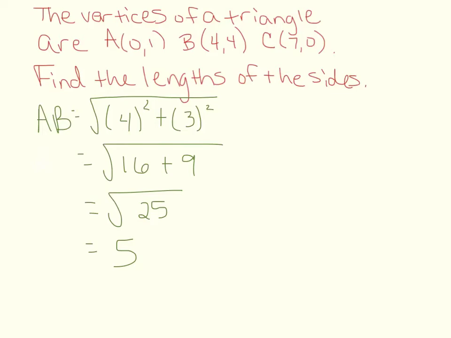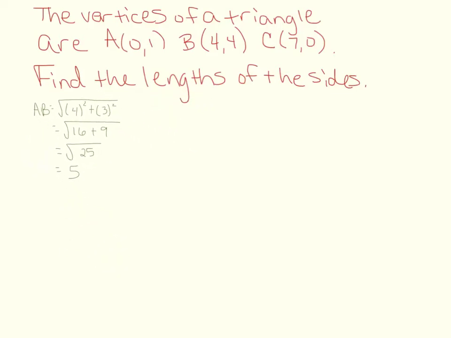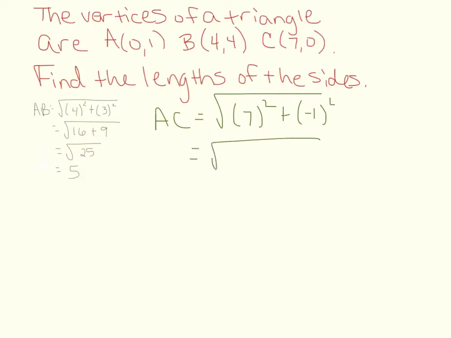Okay, so that's AB. I'm going to make that a little bit smaller so I have some room to work with. And then you'd want to find AC. So the square root of x2 minus x1, so 7 minus 0 is 7 squared plus 0 minus 1 is negative 1 squared. So you'd have the square root of 49 plus 1, which is the square root of 50.